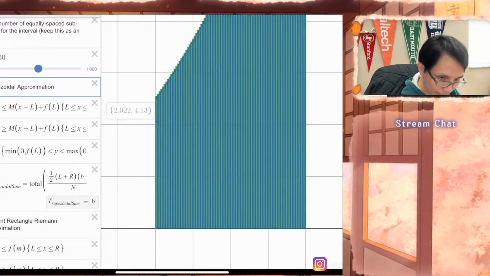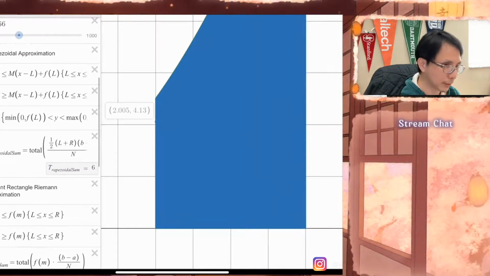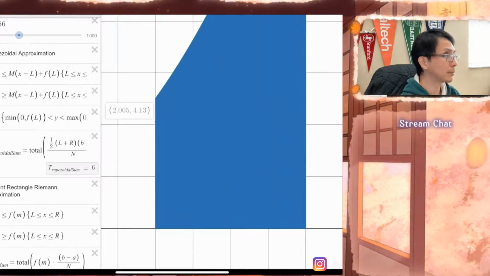I think they miscalculated this. So the trapezoid, they have the wrong thing. Anyway.